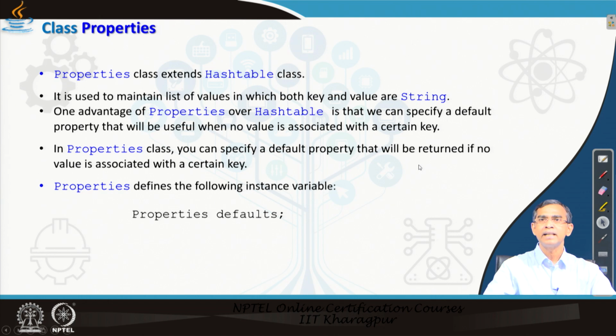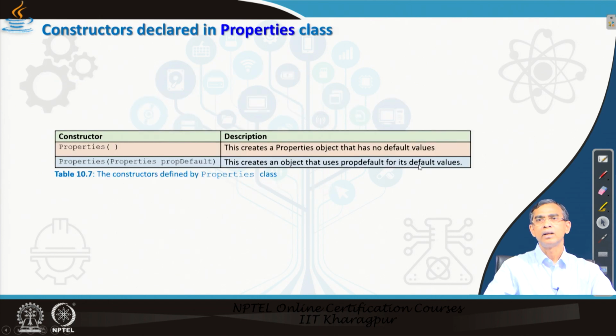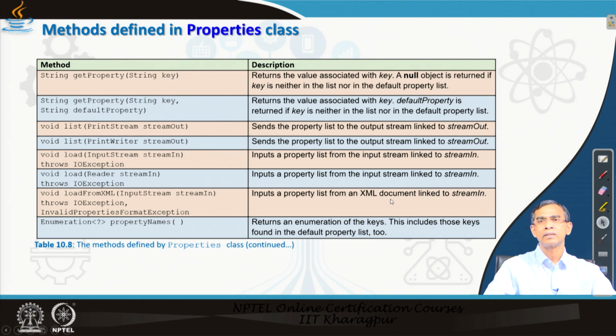So, Properties is basically a Hashtable, but with the constraint that both key and value are of string type. Now, there are two constructors only. One is the default constructor, which creates a collection without any values in it, and the other is that, given an existing Properties, you can create a new Properties from it. So, these are the two constructors for the Properties class, and the methods are almost the same as the Hashtable methods.